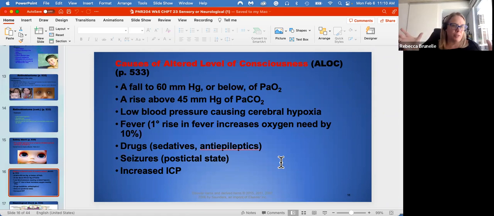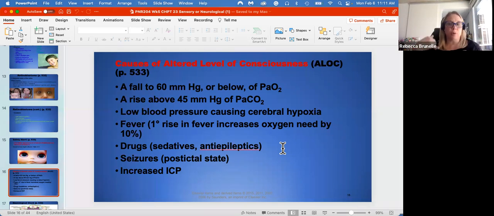So, fixed dilated is a medical emergency, but there's lots of things that can happen that affect our level of consciousness before you get to the point of a hemorrhage or fixed dilated pupils. So all of these things here on this slide can change a patient's level of consciousness. This is looking at your oxygen level in your blood. So if it goes below 60, or if your carbon dioxide goes above 45. This is kind of looking at that blood gas that you get on patients a lot of times when they come into the emergency room. So a fall in your oxygen or a rise in your carbon dioxide.